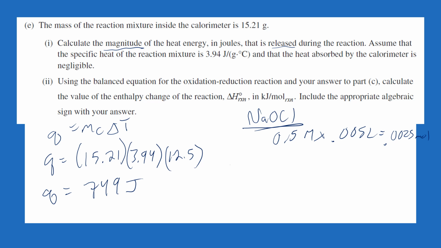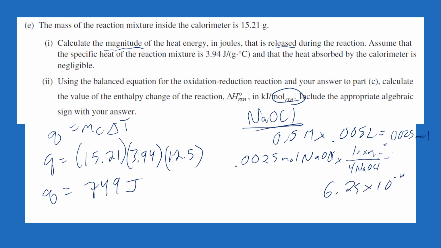So now what I want to do is find the moles of reaction from 0.0025 moles of the NaOCl. And I know that there are 4 of the NaOCl used for every 1 reaction. So if I divide that by 4, I get the moles for the reaction, which is 6.25 times 10 to the negative 4th moles of reaction. Now I can change the joules we found in part C here to kilojoules, so 0.749 kilojoules, and divide by the moles of reaction.